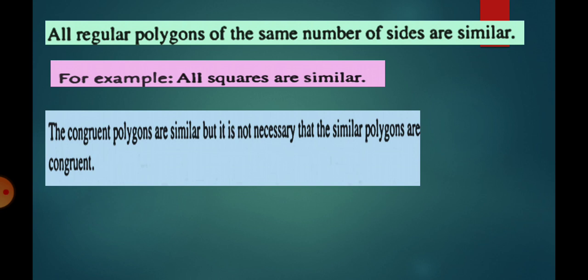Congruent polygons are similar, but it's not necessary that similar polygons are congruent. If we have two congruent polygons, then they are similar. But if we have two similar polygons, it's not necessary that they are congruent. For example, if we have two congruent polygons with corresponding sides equal, and each side equals 3 centimeters, then the ratio between any two corresponding sides equals 3 over 3 equals 1. So if two polygons are congruent, then they are similar. But if they are similar, the corresponding sides are proportional. If the corresponding sides are equal, then they are congruent.